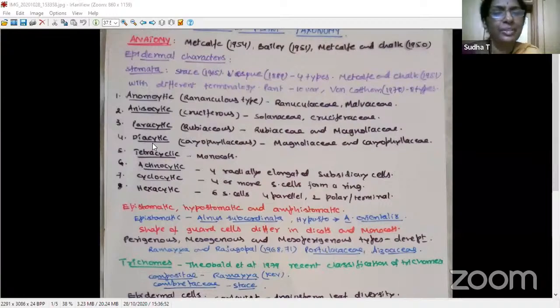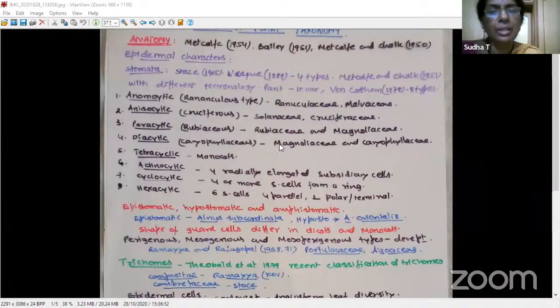So diacytic is the fourth one. Here the two subsidiary cells will be diagonal, at right angles. Earlier I told you paracytic is parallel to the guard cells, but here they are present diagonally. That is the diacytic stomata. You can clearly see here in Magnoliaceae I have given both paracytic and diacytic. So two types are seen in Magnoliaceae, not only one type.